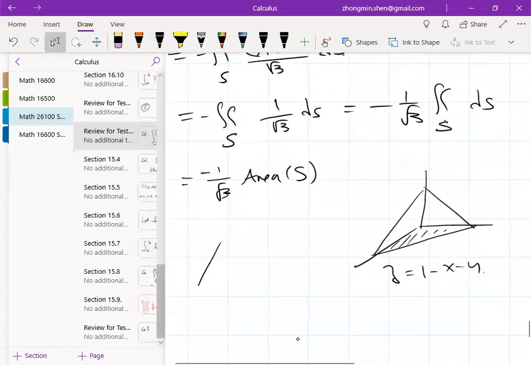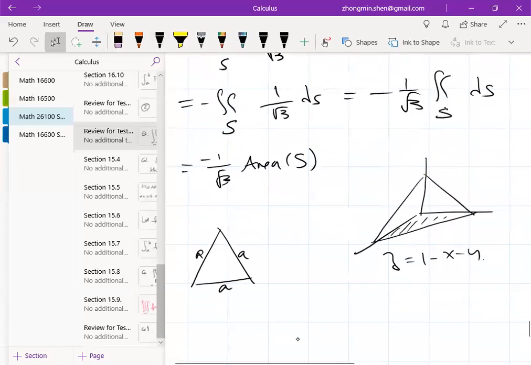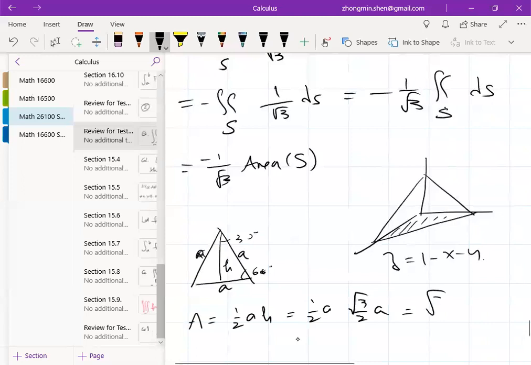Remember, for the equilateral triangle, this is a good exercise for 7th grade or 6th grade students. So for an equilateral triangle, how do you find the area expressed in terms of edge length? Everybody knows the area formula, A equals half of a times h. But can you find h? Yes, because this is a special triangle, 60 degrees, 30 degrees. So h is going to be square root of 3 over 2 times a. That's why you have the area formula for an equilateral triangle.